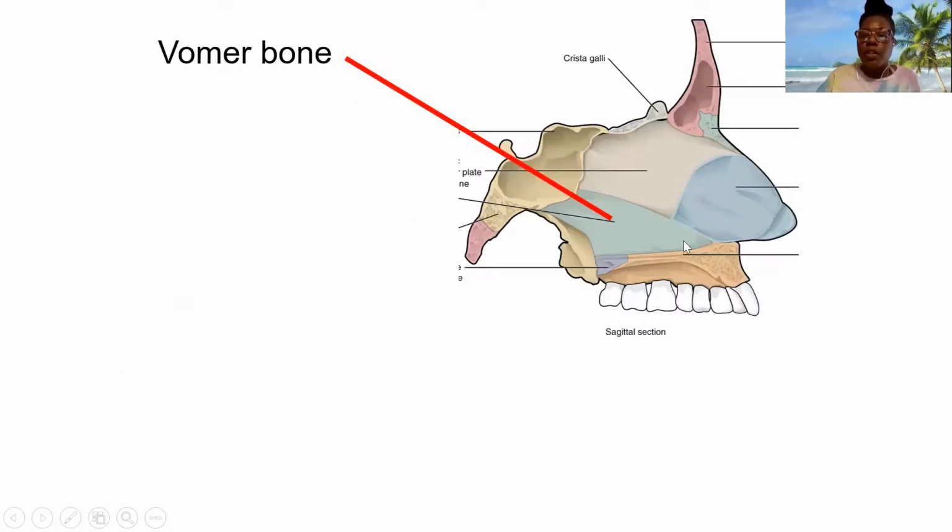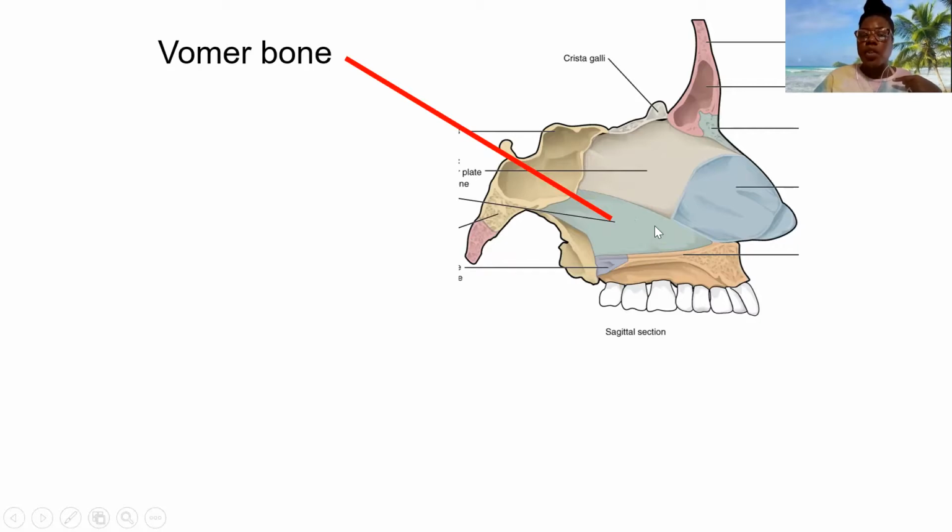Lastly, we've got the vomer. The vomer is the rest of the projection below the perpendicular plate. Here we see the perpendicular plate, and here we see the continuation of that separation that divides the left and right nasal cavity, and that is called the vomer. So if I were to ask you what bones separate the nasal cavities, or what bones come together to form the nasal septum, you would answer the perpendicular plate of the ethmoid bone and the vomer.